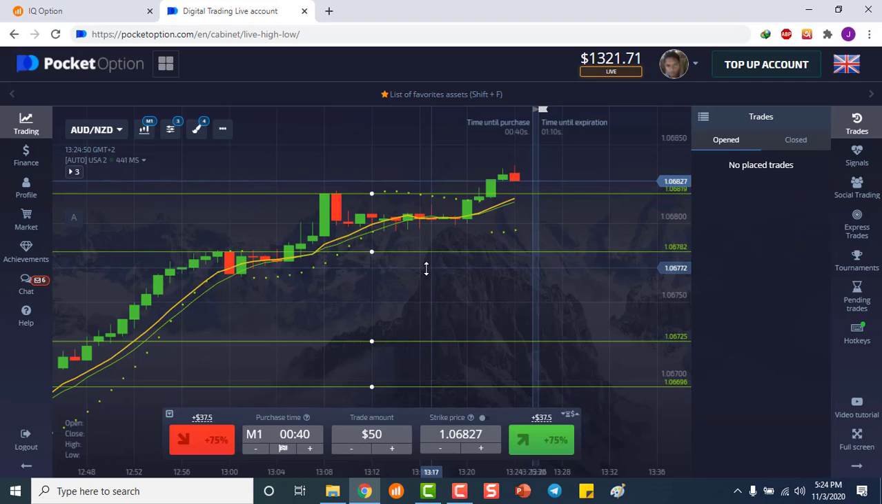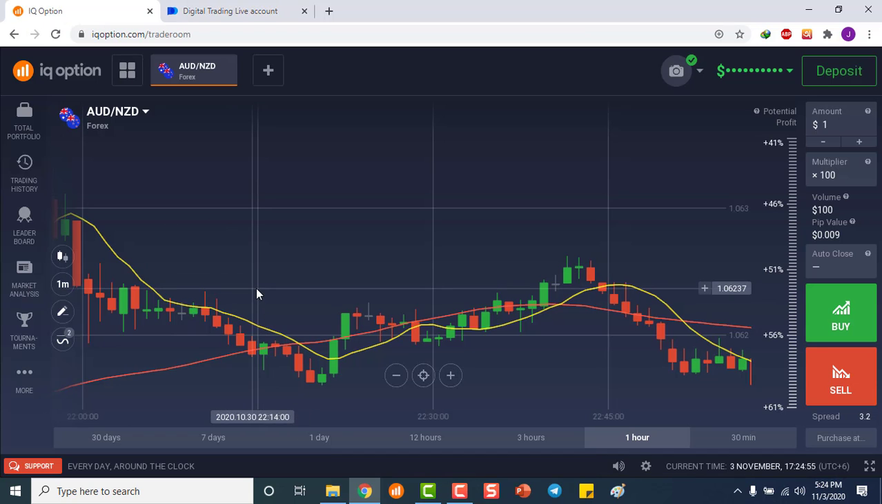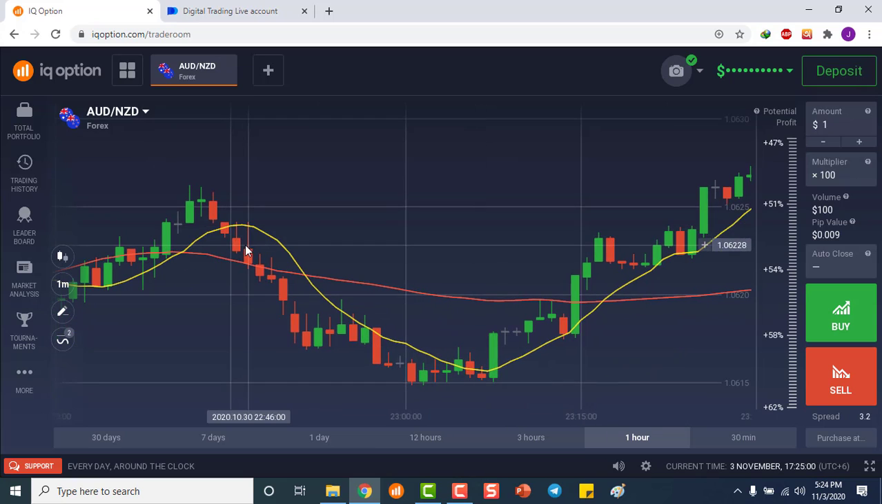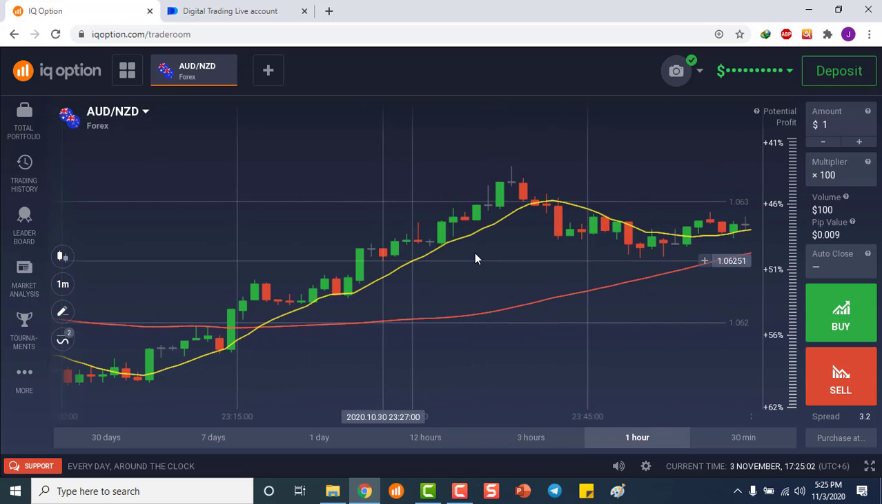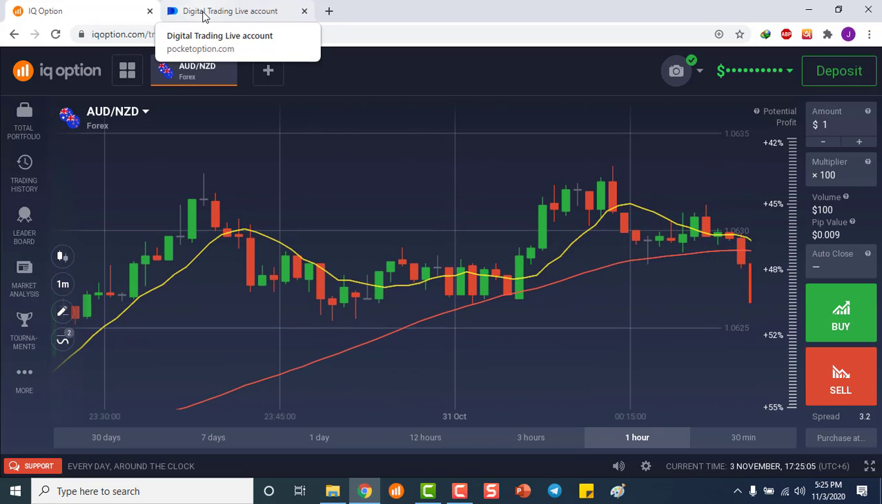Anyway guys, this platform is quite good, but guys, IQ option is the best because IQ option has the most user friendly interface we can possibly get from a binary option broker. So I will recommend you.